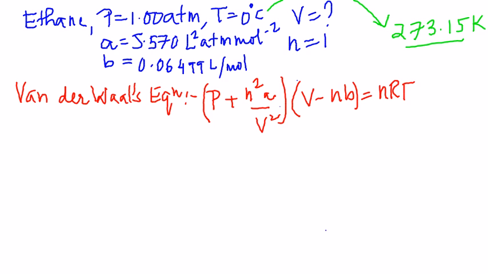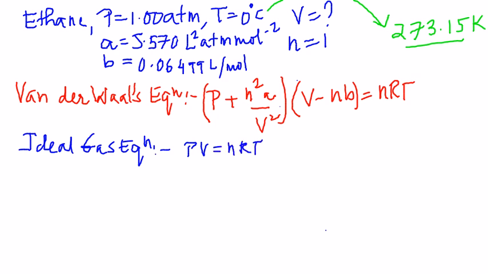And if you look at this very carefully, you can actually apply the ideal gas equation to van der Waals equation. So let's take a look at that. So I'm going to write down the ideal gas equation in blue. Ideal gas equation is PV is equal to nRT.